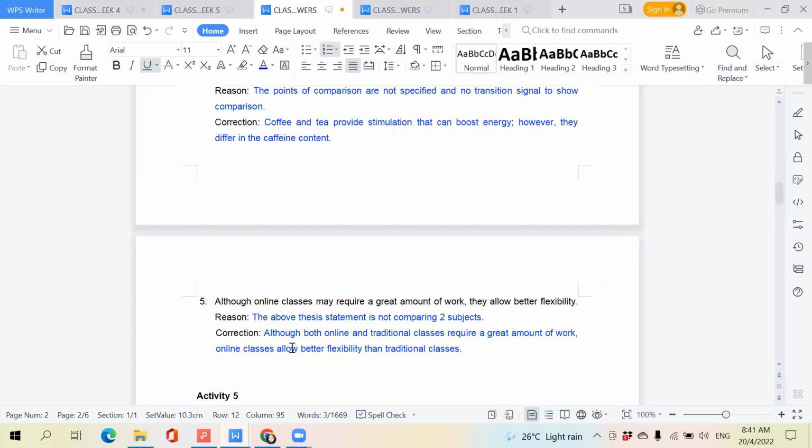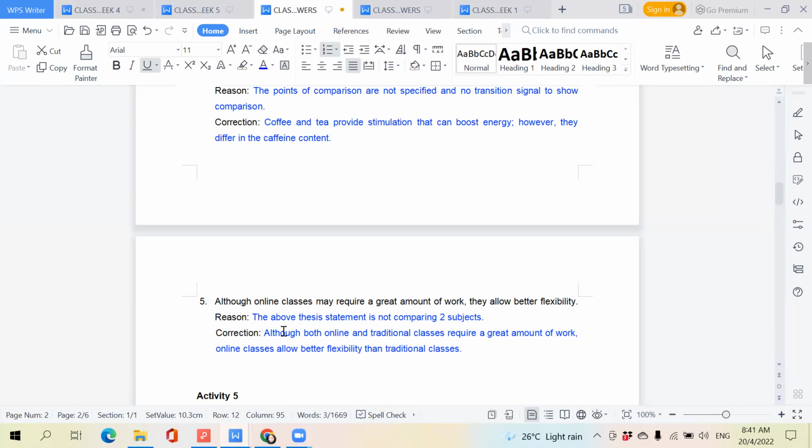We say, although both online and traditional classes, and this is better because you have the two components, the two subjects there instead of only one. Okay. All right. So online and traditional classes are the subjects, right? And then require a great amount of work. And this one is P1, which is point of comparison 1 that talks about similarity. And last but not least, online classes allow better flexibility than traditional classes. So if you want to say it this way, make sure there is a comparison. You say, than traditional classes.